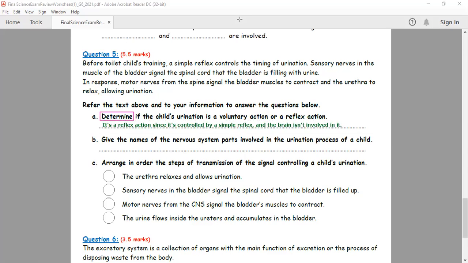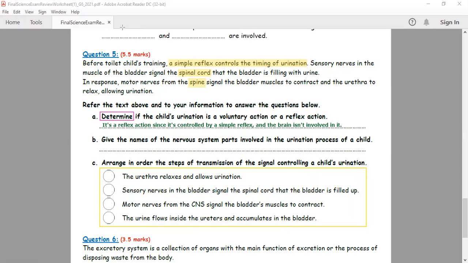Miss, I have a question. Okay, look, a simple reflex controls the timing of urination, and they only talked about the spinal cord, the spine. They didn't mention the brain. Yes, I'm listening. What's your question? Can you please repeat how the bladder tells the spinal cord and continuing on? Yes, I will. But look, in here, all the steps are written. Okay, I'll repeat it when we reach right here.